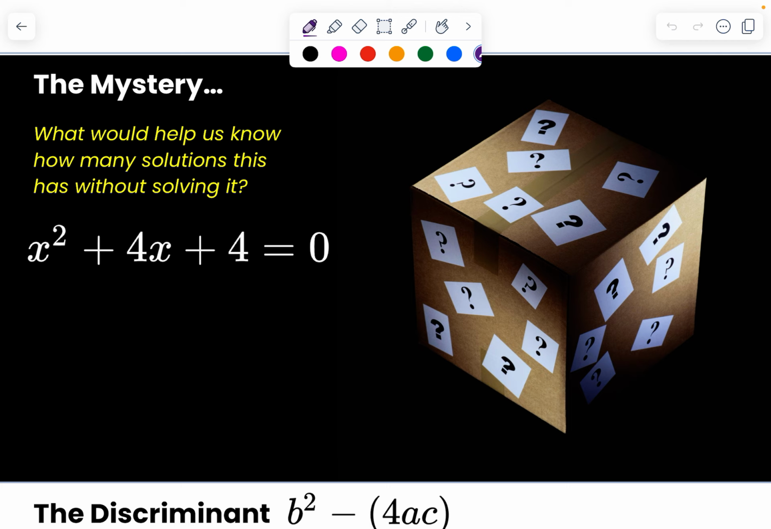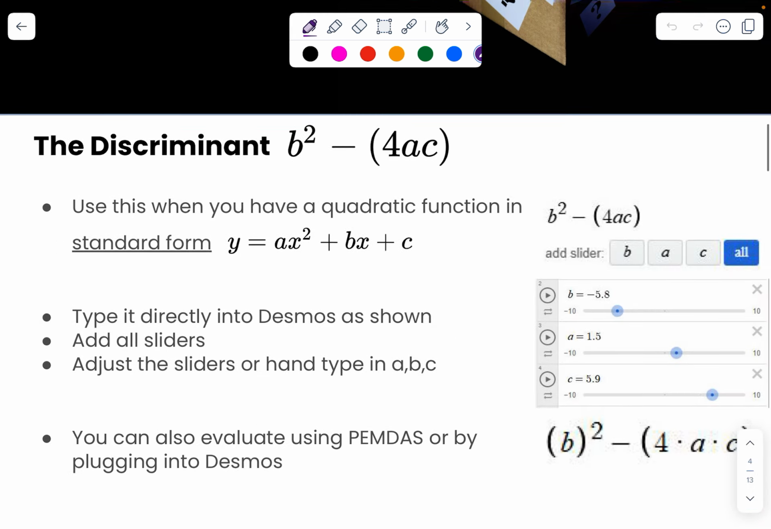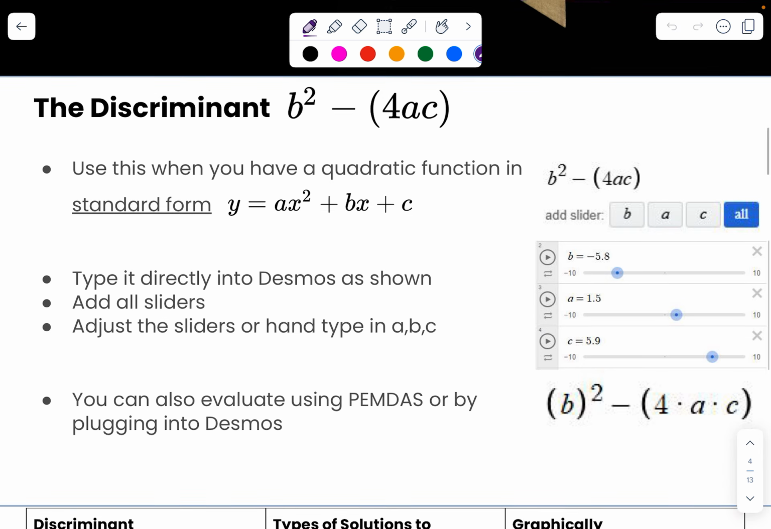I just need to know how many people are involved in this particular incident right here, x squared plus 4x plus 4. How many solutions does it have without actually figuring out who? I need to narrow down how many people are involved. That's the objective. We're not going to solve it yet. That's coming soon later on in the week, but we just need to figure out how many people are involved with this, okay?